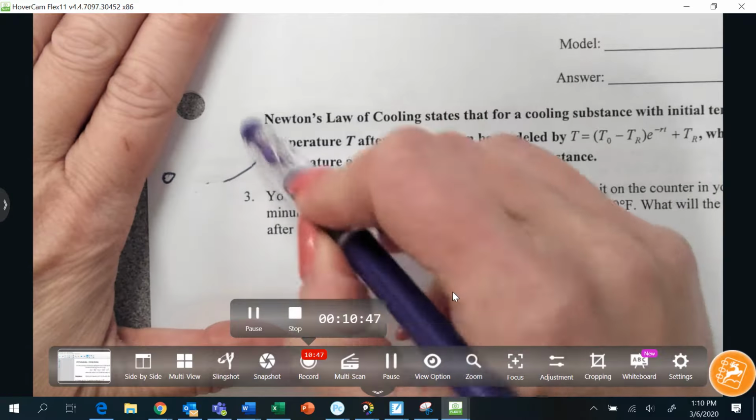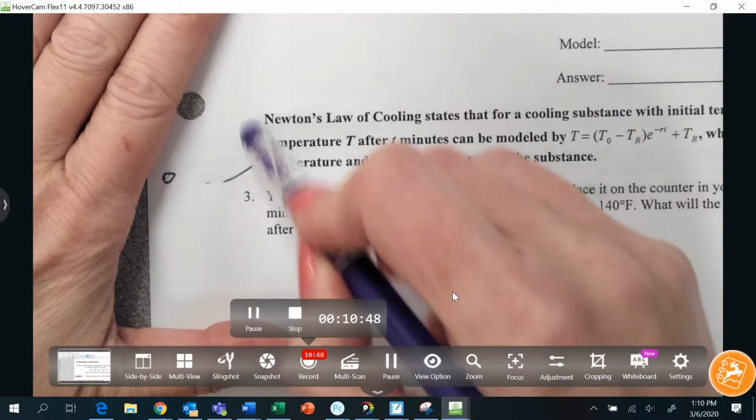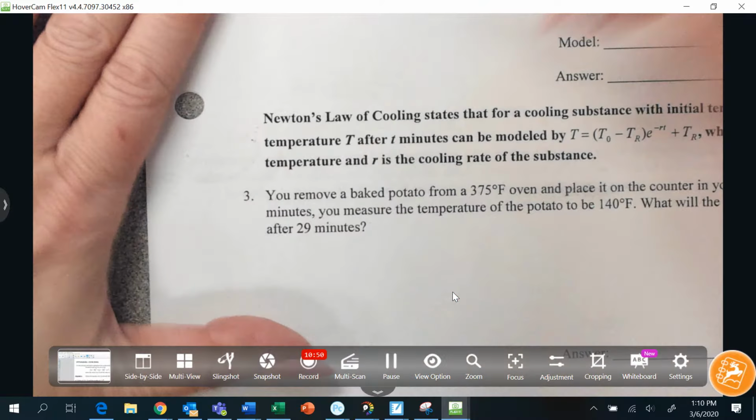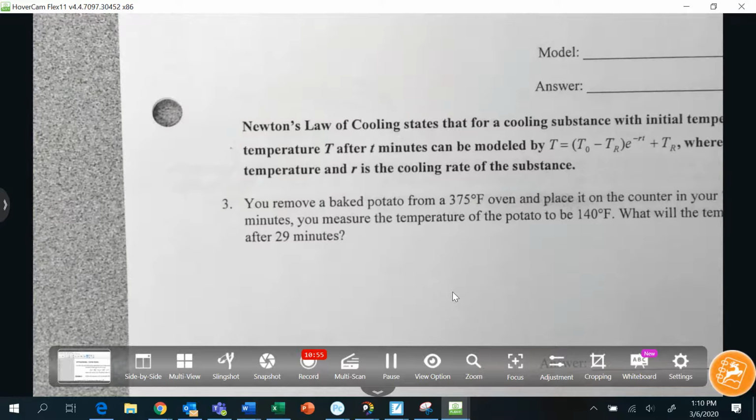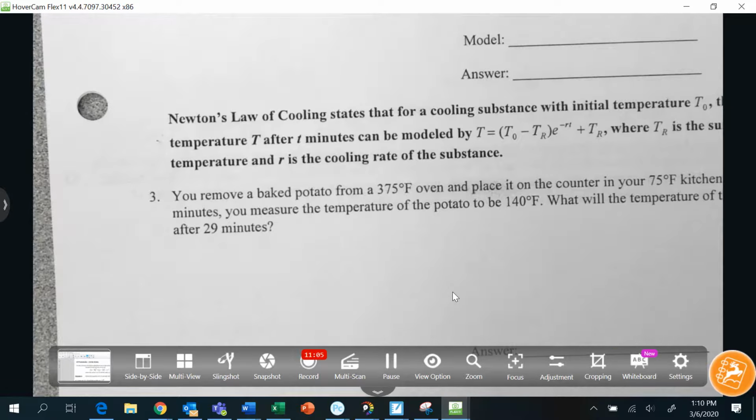So this formula, you cannot take one item and say that's the cooling rate for every single item there ever was. Okay? So I'm just saying you have to do this formula over and over again when we do these problems.